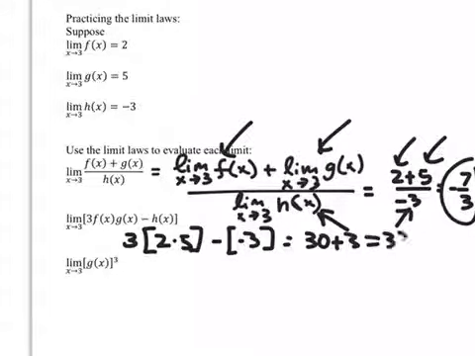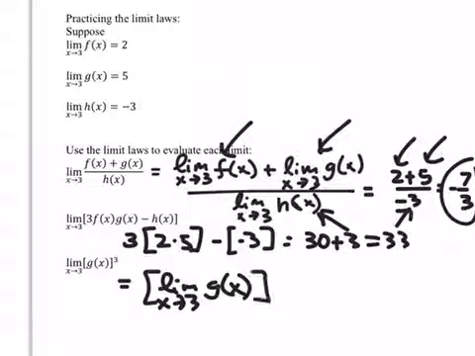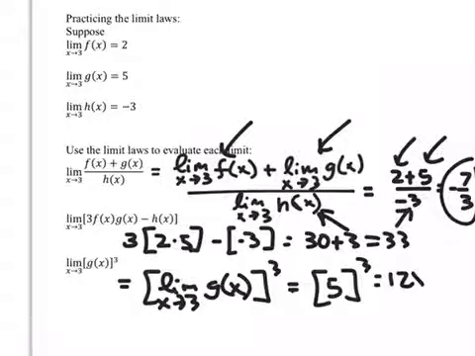Last of all, we'd take the limit as x approaches 3 of g of x, which we could write like this: the limit as x approaches 3 of g of x, and cube that. We know that the limit as x approaches 3 of g of x is 5, and when we cube that, we get 125. And that'll be it for today, folks. Properties of limits and a couple of methods on evaluating limits when just direct substitution isn't working out.